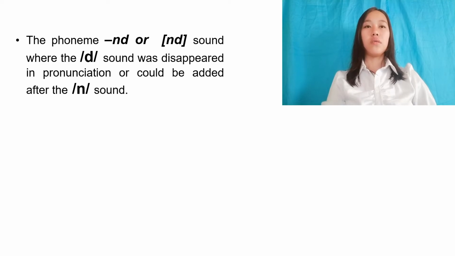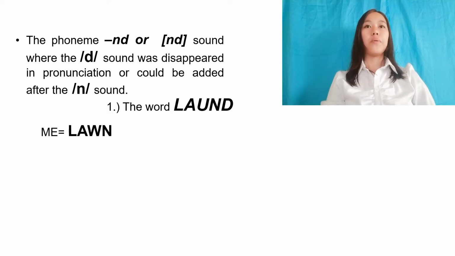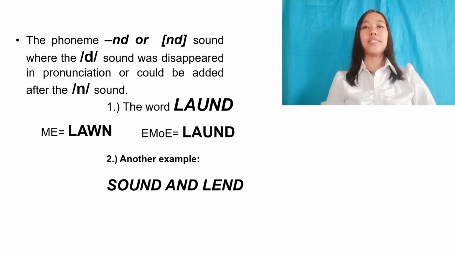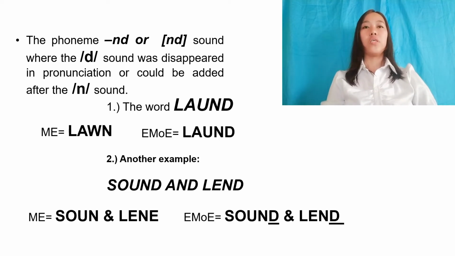There was a similar tendency to reduce the phoneme N or the ND letter sound, where the D sound disappeared in pronunciation or could be added after the N sound. For example, the word lawn, which was pronounced removing the D sound in Middle English, but pronounced with the D sound in early modern English. Another example is the words sound and length, which were pronounced without the D sound in Middle English. But in early modern English, they were pronounced sound, length, with the D sound because of the non-etymological D sound, though in the latter word the excrescent D occurred long before the modern English period.